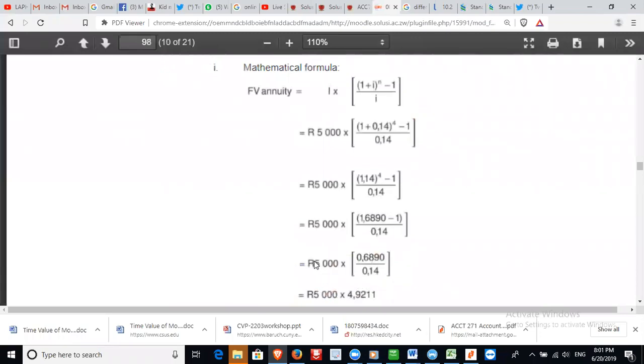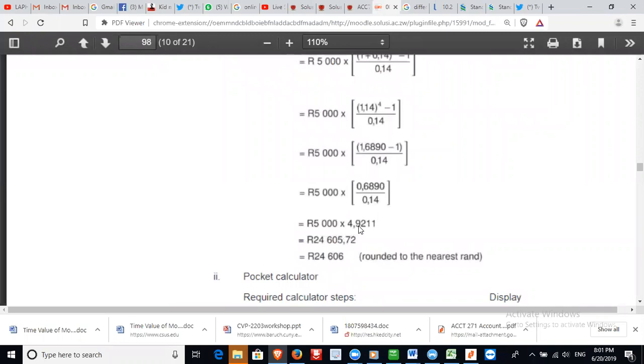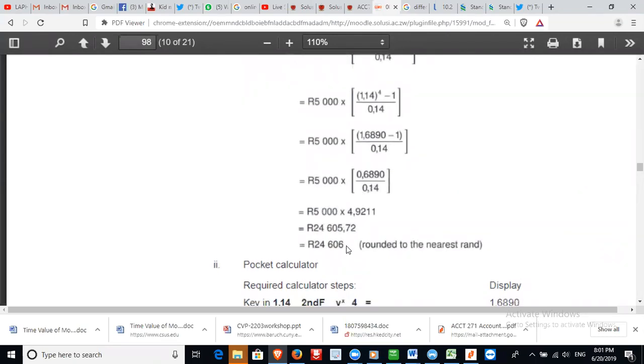So you say 5,000 multiplied by 0.689 over 0.14. So 5,000 multiplied by 4.92, you get 24,606 if it's rounded off to the nearest whole number. Are you together? I hope we got 24,606.